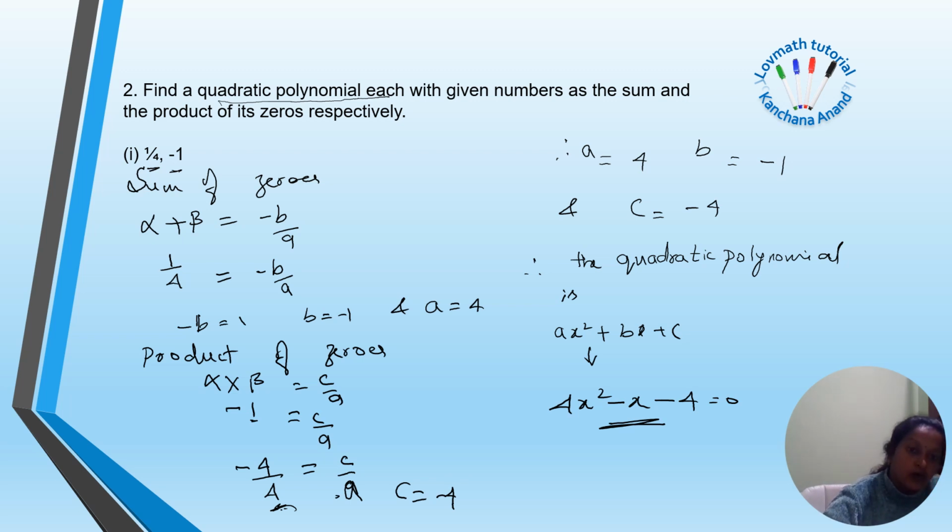Now let us, the next problem is root 2 comma 1 by 3. Here the sum of zeros, that is alpha plus beta, is equal to root 2 and the product of zeros, that is alpha into beta, is equal to 1 divided by 3. Here you can easily say that alpha into beta is equal to 1 by 3, which is equal to c divided by a.